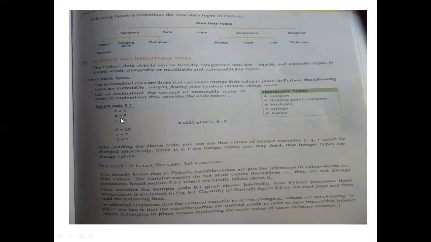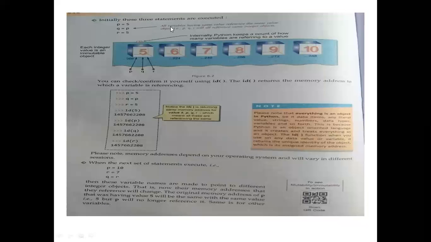For example, if I write p equal to 5, q equal to p, and r equal to 5, what exactly happens inside the memory? If I write p equal to 5, in the memory cell, 5 will be stored in some memory location, and p equal to 5 का meaning है the address of 5 is referred by a label p. So p is a label which refers to 5. Then q equal to p means the address of p is copied to q, so q also refers to 5. And r equal to 5 means r also refers to 5.